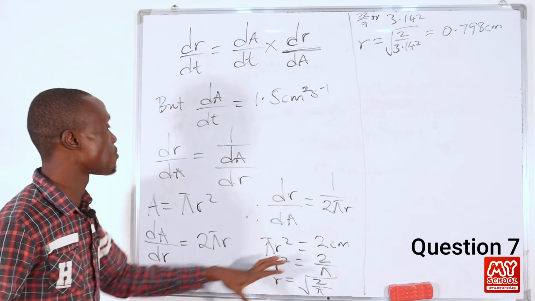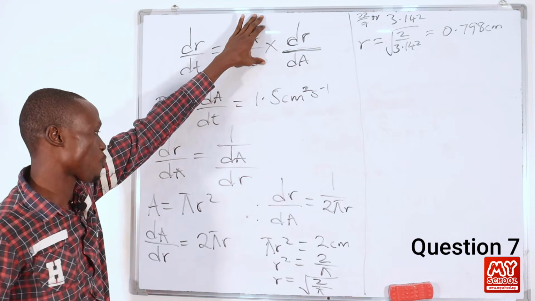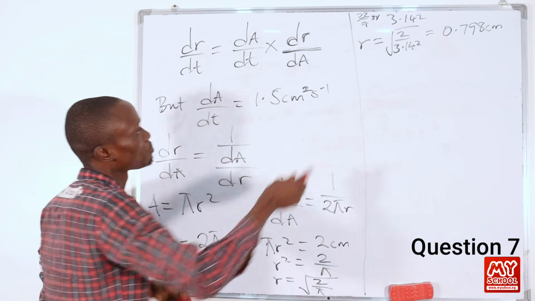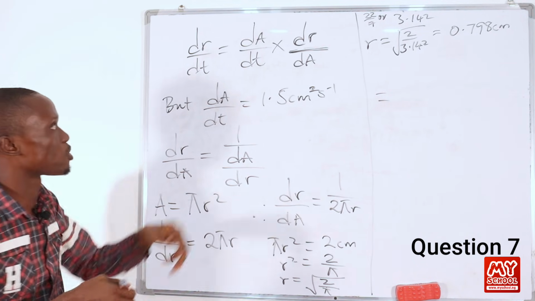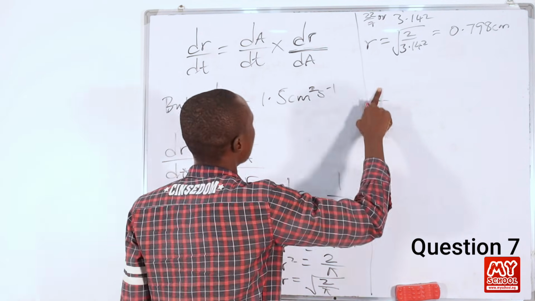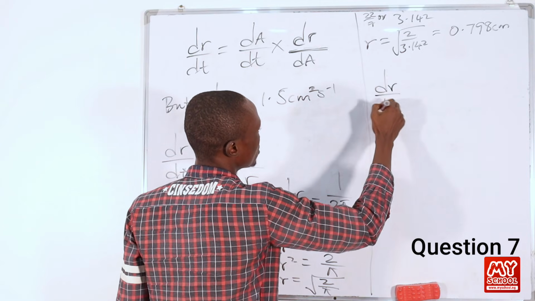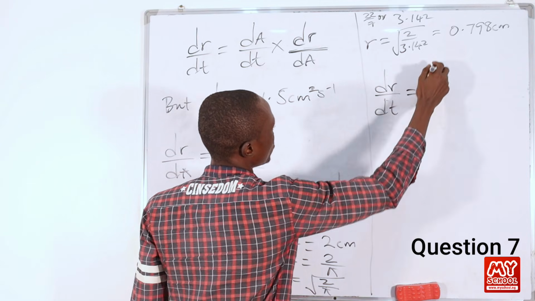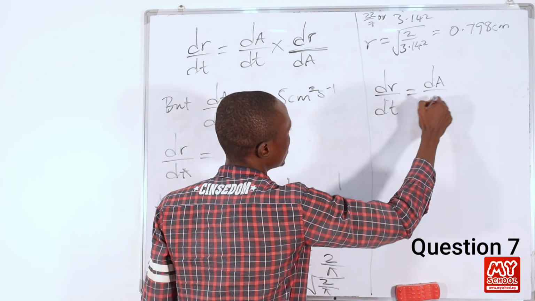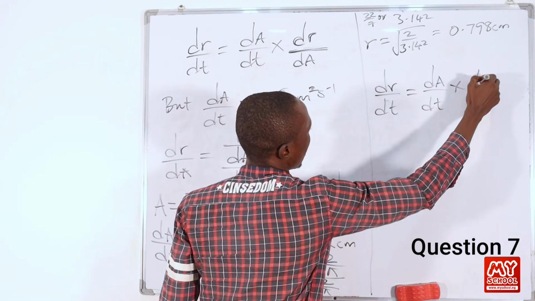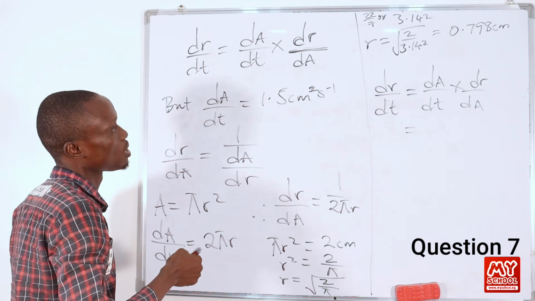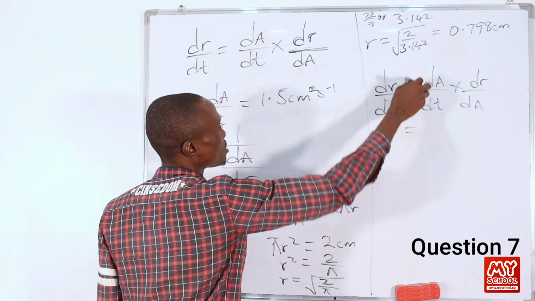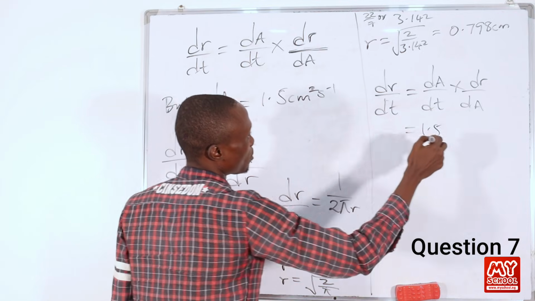So let's substitute every value that we have into our formula. From the question, we know that dA/dt is equal to 1.5. So let's start from here. dr/dt is equal to dA/dt times dr/dA. So let's put in our values. From the question, dA/dt is equal to 1.5.